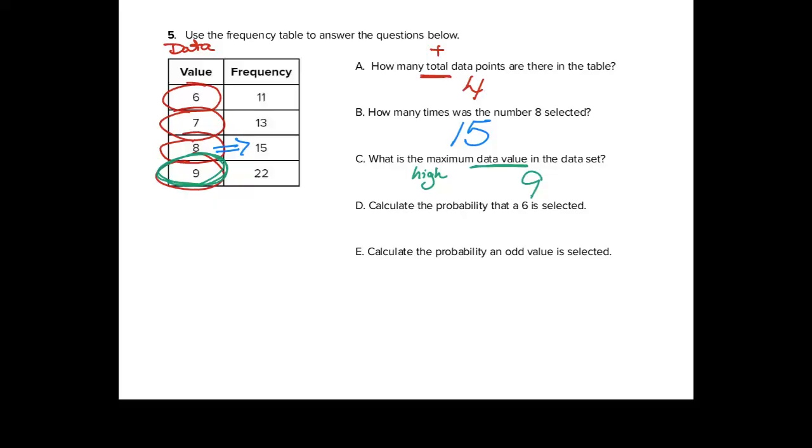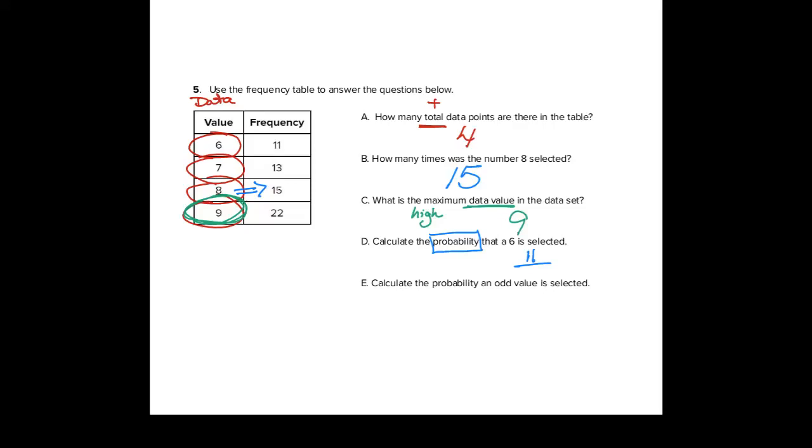Calculate the probability. Finally, we get to probability. Numerator over denominator, that a 6 is selected. So we did an experiment. How often did 6 come up? 11 out of? Well, you tell me. 61. Yes, the total here is 61. You add all those numbers together and you get 61.